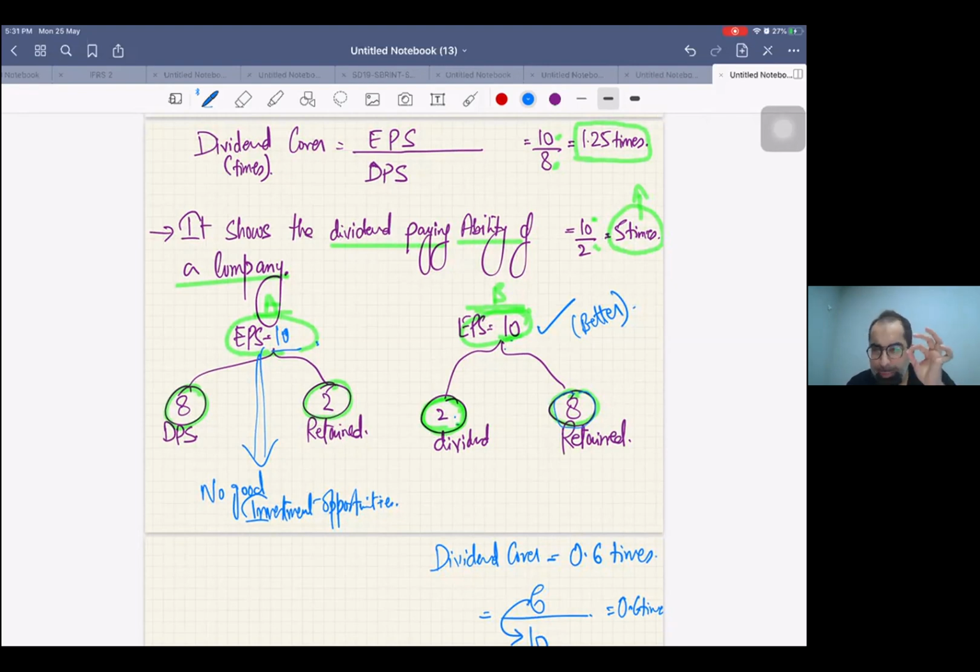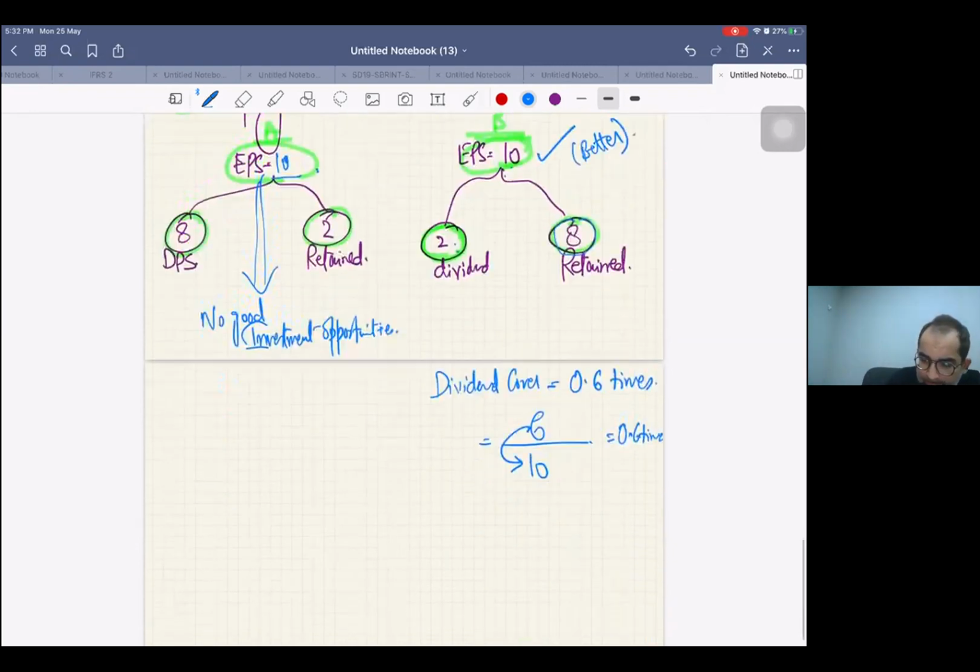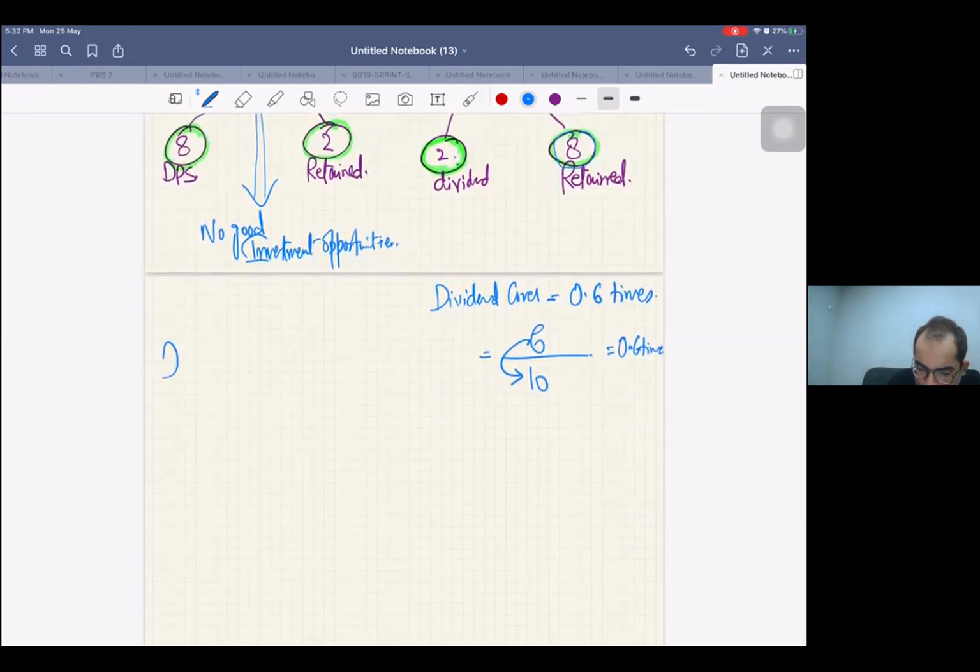Sometimes when per share figures are not given, then you use total earnings and total ordinary dividends. Right now I have written the formula with earnings per share and dividend per share, both per share. So when per share data is given, use per share data in both numerator and denominator. But if per share data is not given, then you use this formula.